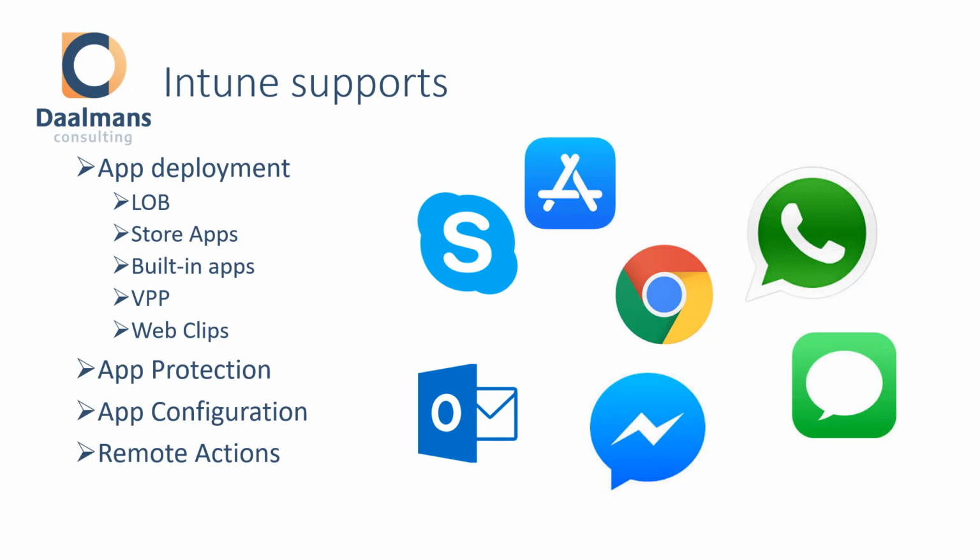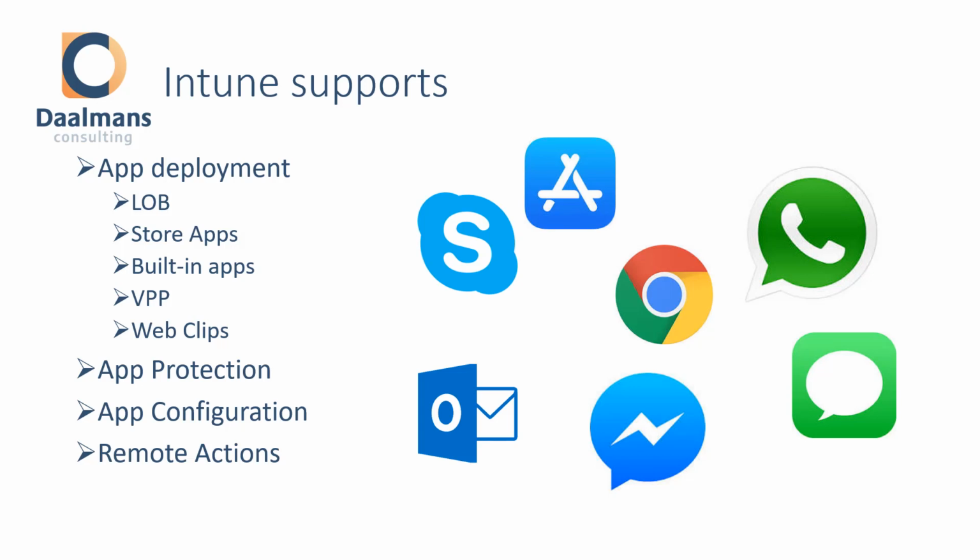We can use the volume purchase program where we acquire apps from Apple. We prepay apps on behalf of the company. And then when the user installs the app, it doesn't need an Apple ID, and it doesn't need to configure their own credit card. So if you have a lot of corporate owned apps that cost money, you definitely want to look at the volume purchase program of Apple. And we can, of course, deploy web clips. Web clips is basically an icon on the iOS device, which refers to a web URL.